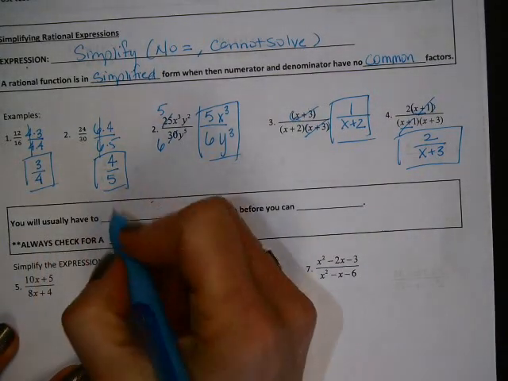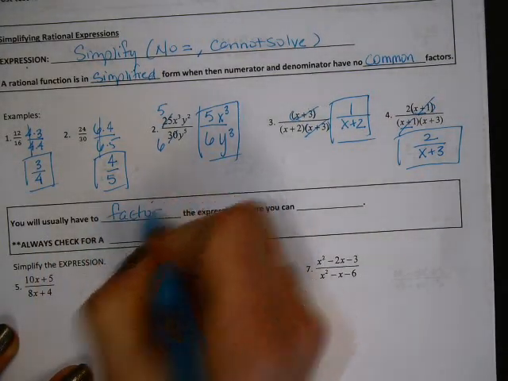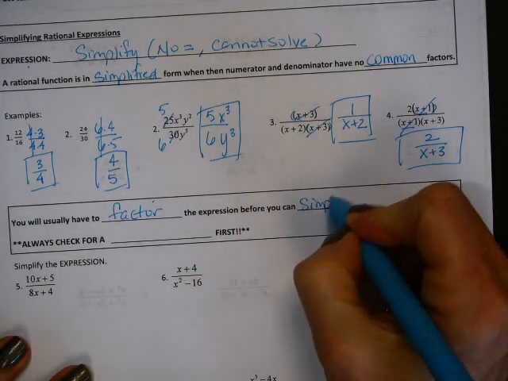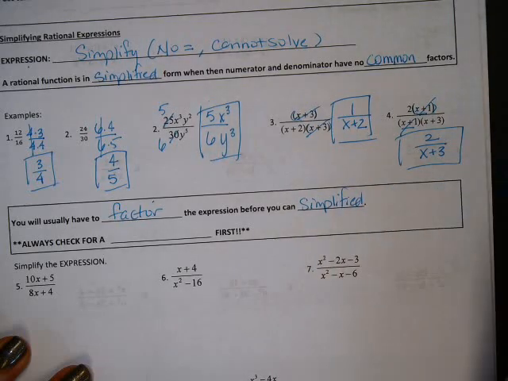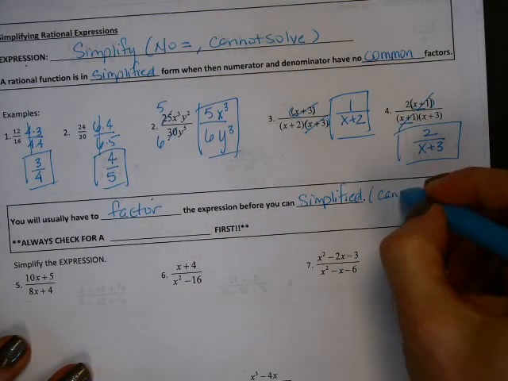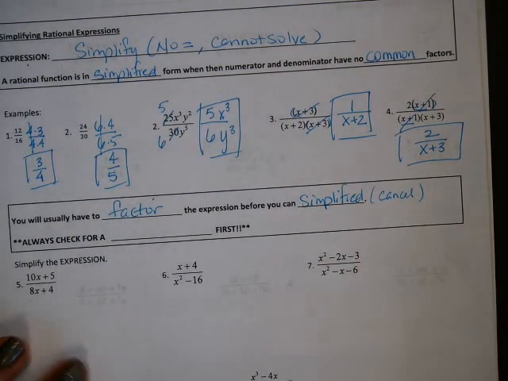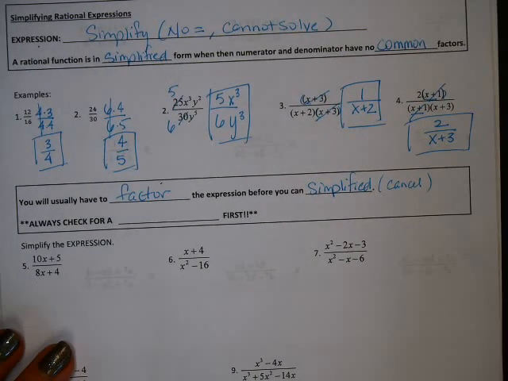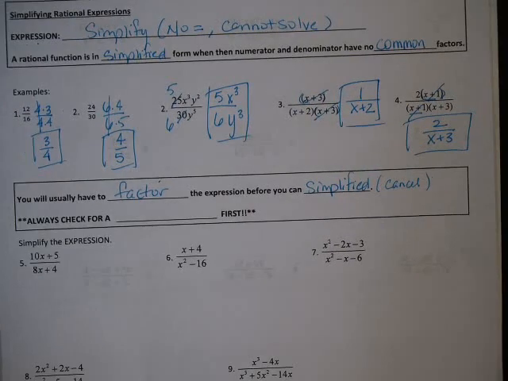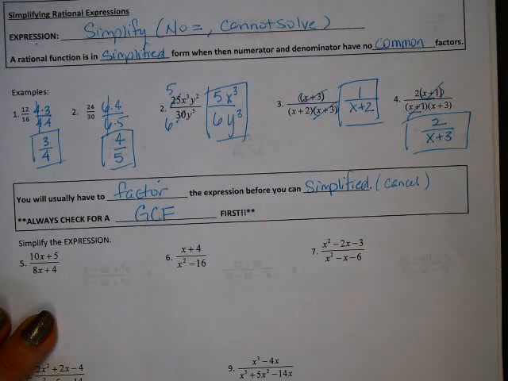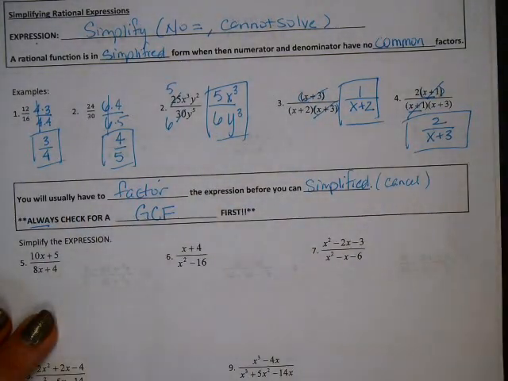Problem is, you're usually going to have to do what you love so very much. You're going to have to factor the expression before it can be simplified. So when I say you usually have to factor before the fraction can be simplified, the simplifying part is the canceling part. And you know that we talk about every single time, every time you factor, what do you always check for first? And I'm hoping you all said greatest common factor. Yes, always check for that first. Always, always, always.